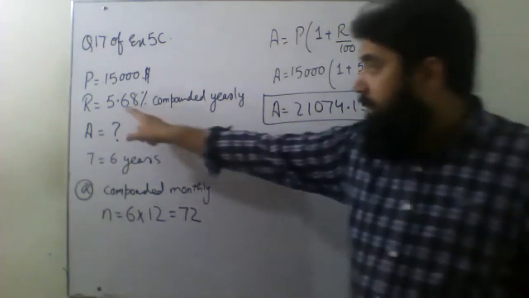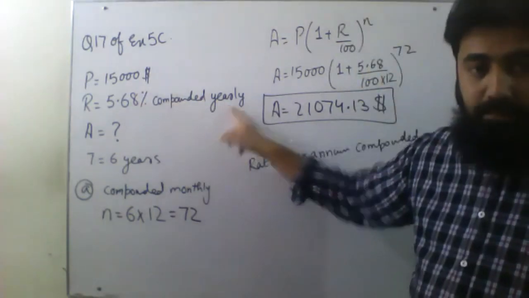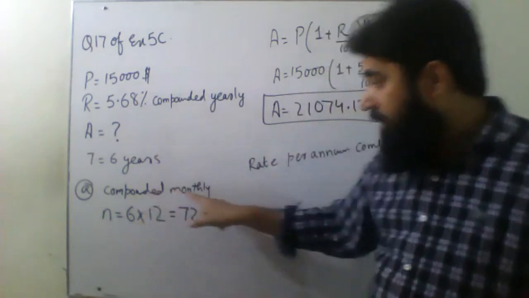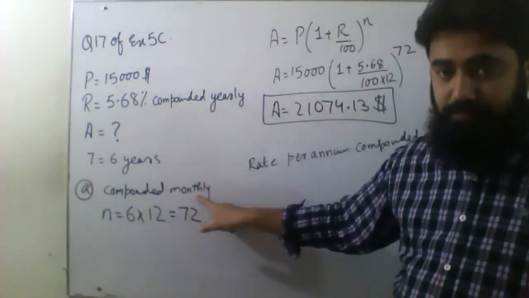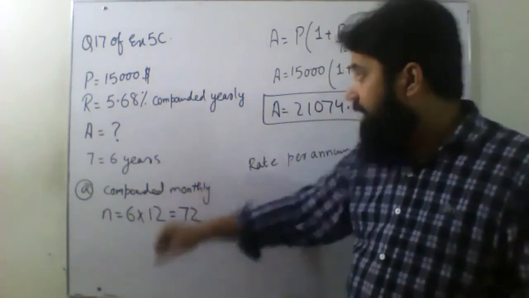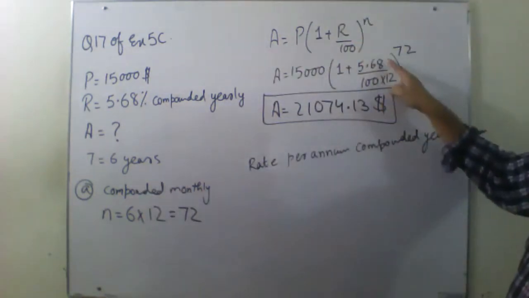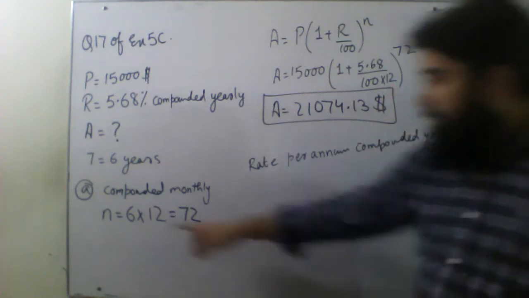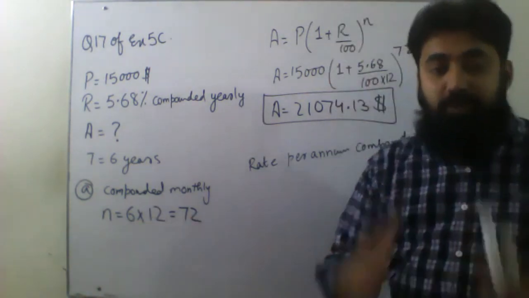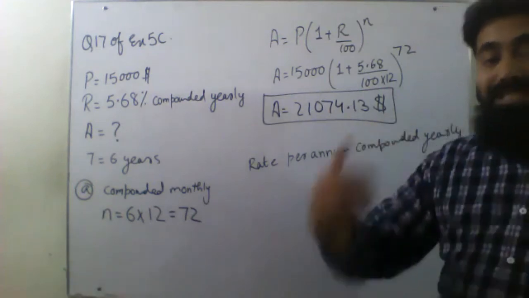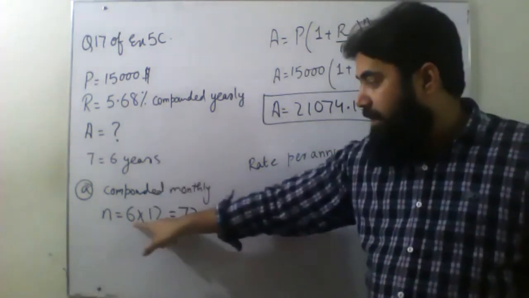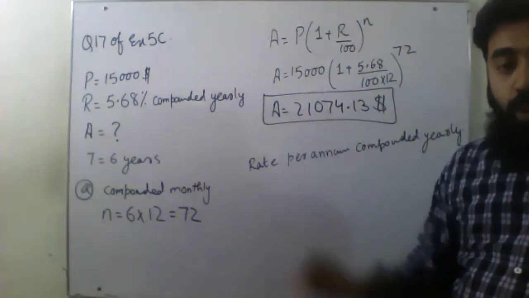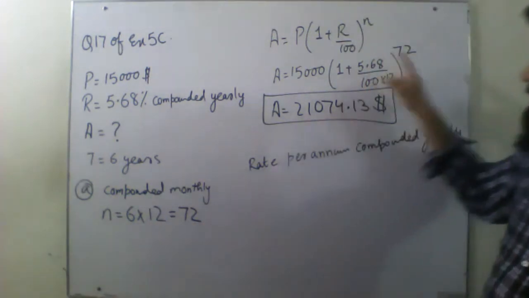It was written compounded yearly. The interest rate is for a year, but it is compounded on a monthly basis. That's why I have divided my rate by 12, and then how many months will there be in 6 years? So I have multiplied 6 by 12, and that will be 72 months, which will be taken as the value of n.